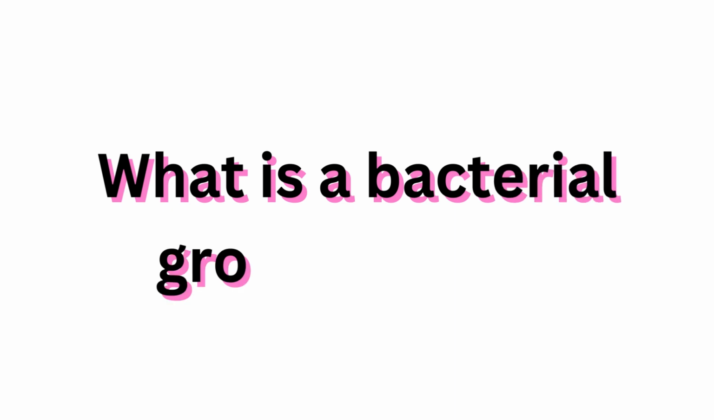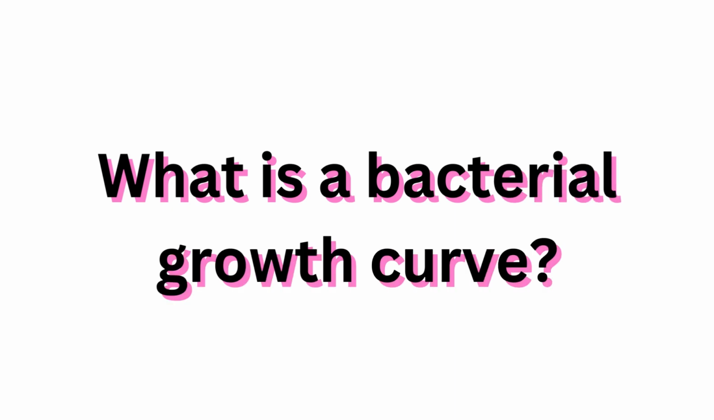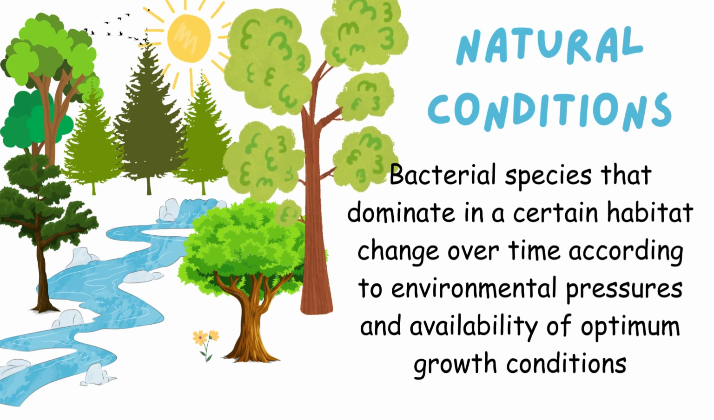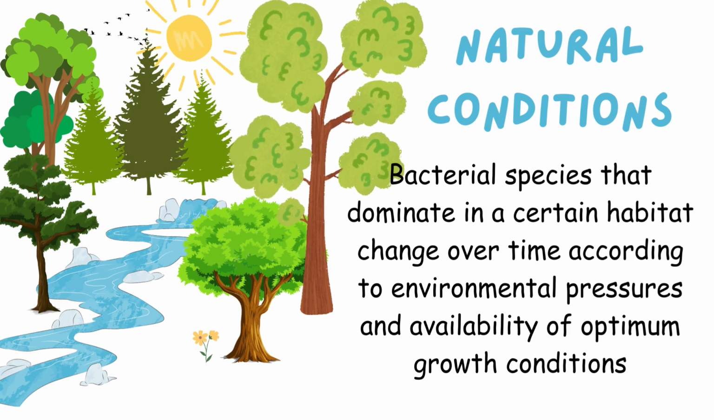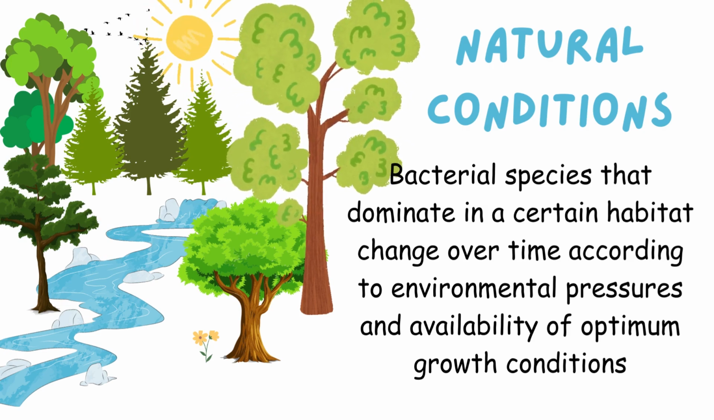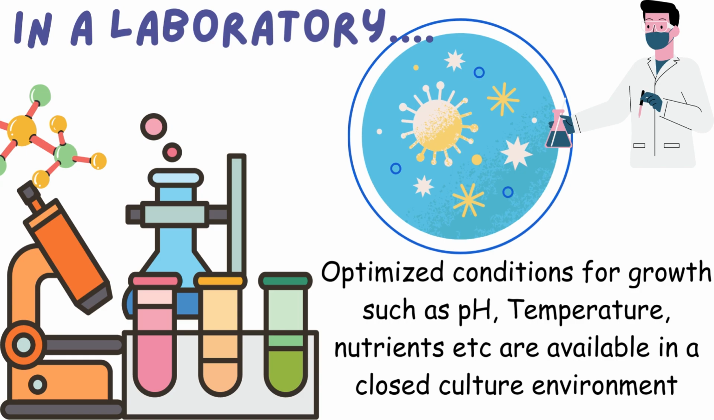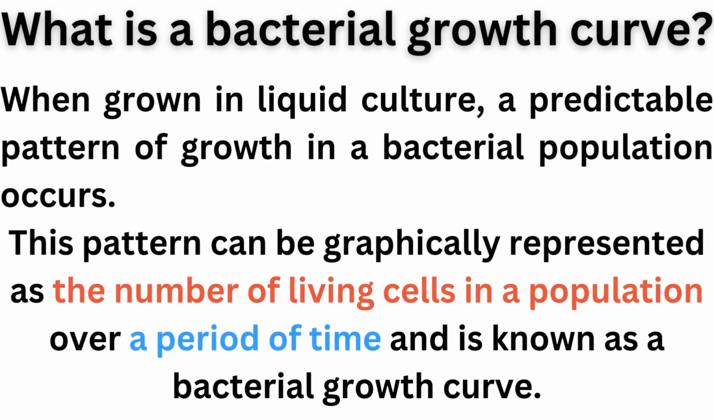So, what exactly is a bacterial growth curve? In nature, bacteria do not experience perfect environmental conditions for growth. Therefore, species that populate a habitat change over time. In a laboratory, however, optimal conditions can be met by growing bacteria in a closed culture environment. When grown in a liquid culture, a predictable pattern of growth in a bacterial population occurs, and this pattern can be graphically represented as the number of living cells in a population over a period of time.